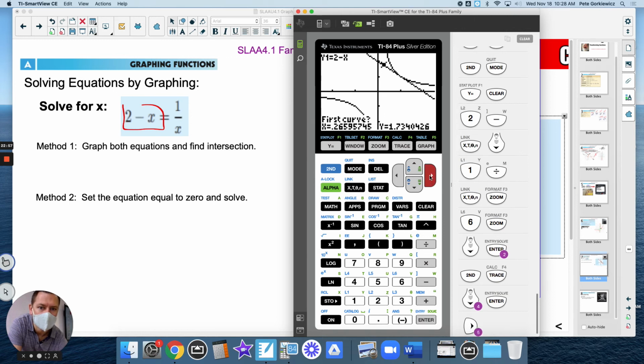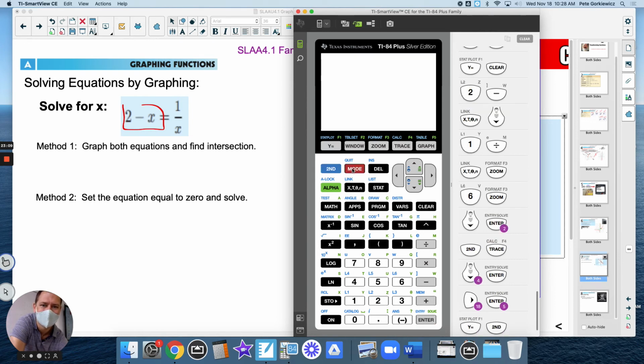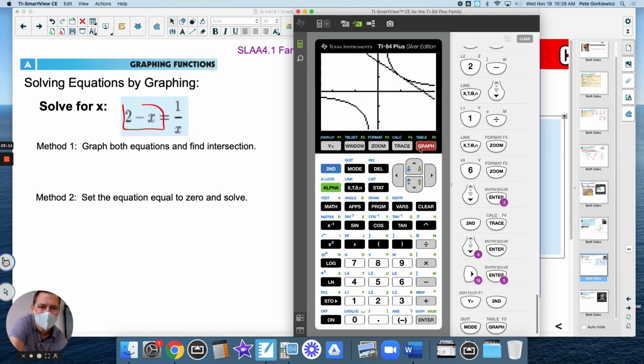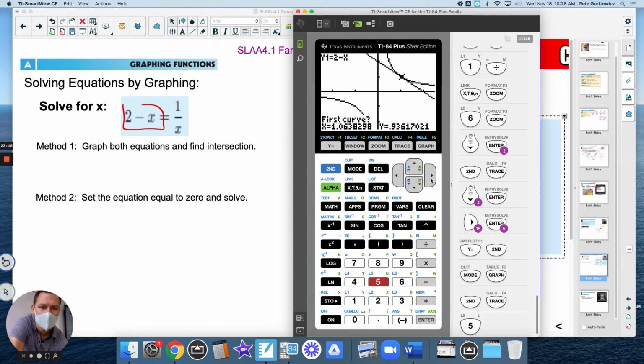And all you need to do is kind of get close. It says first curve, it means I'm on the first line. Second curve means on the second line. Guess. So I just usually go click, click, click. Iterations. Good. I like that. I blew up my iterations. Now let's try it one more time. Calculate, intersect, and again, guess.